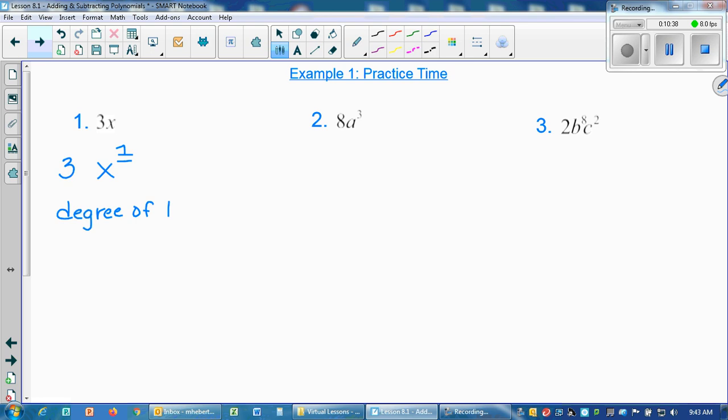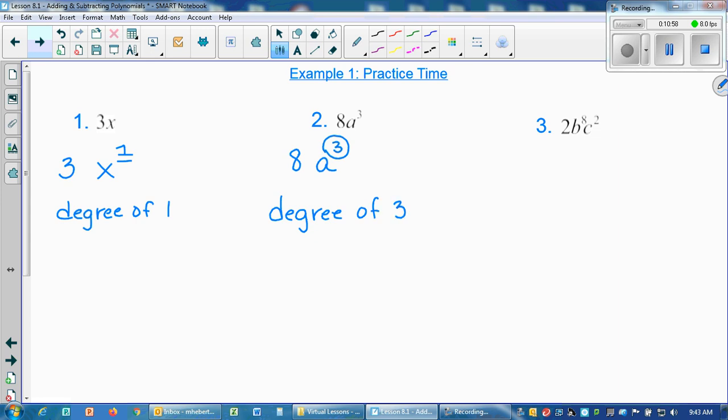Number 2, we have a coefficient of 8, a variable of a raised to the third power. I only have one variable, so I only have to look at the single exponent of that variable, which is 3, making this a degree of 3.